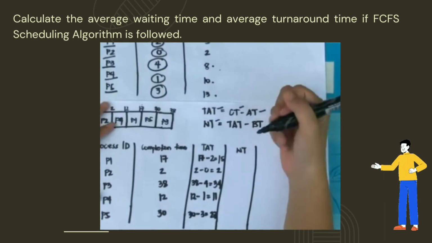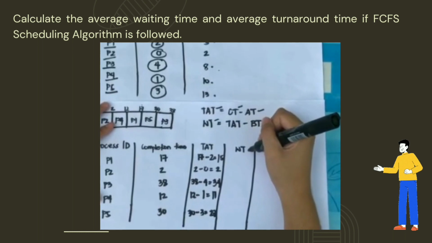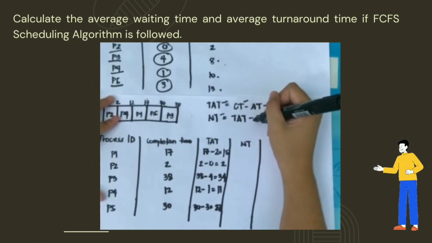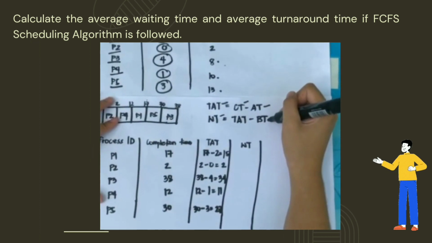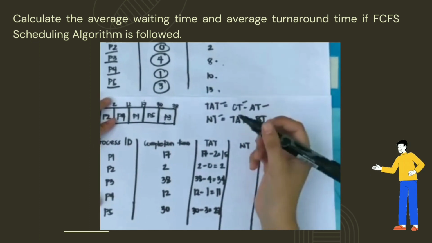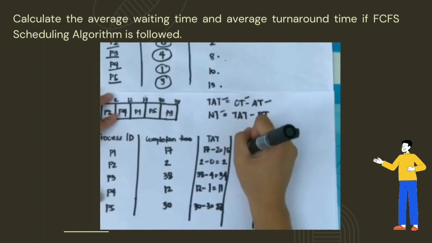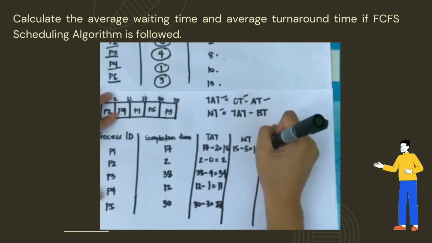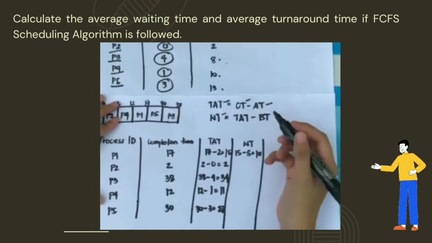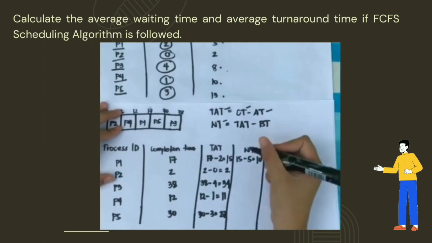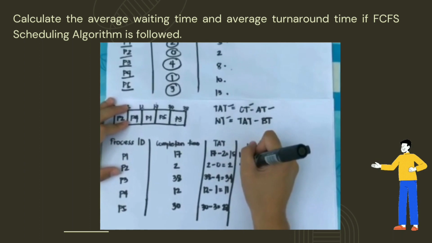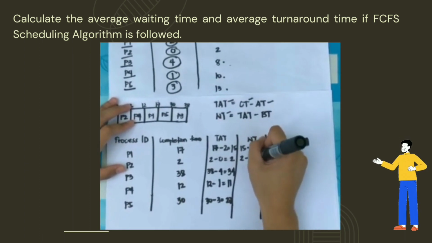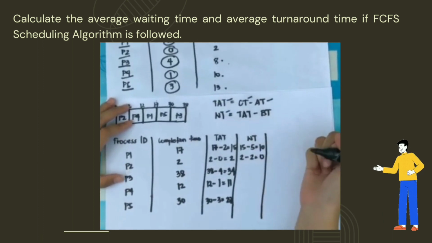Ang next naman natin na kukunin is yung waiting time. Paano natin makukuha yung waiting time? Yung turnaround time, ima-minus naman natin sa burst time. So, 15 minus 5 equals 10. Ang next naman is yung P2. So, ang turnaround time ng P2 is 2. Ma-minus natin sa 2 equals 0.